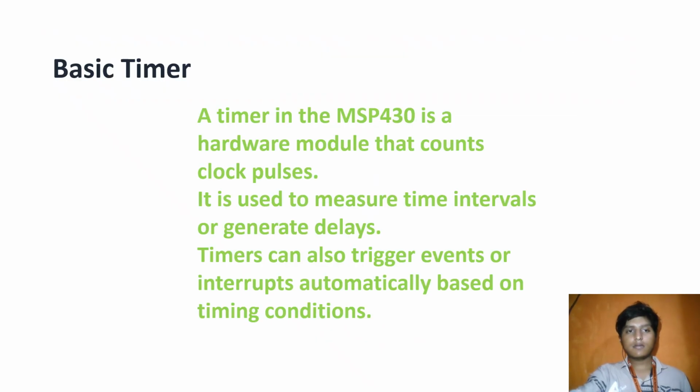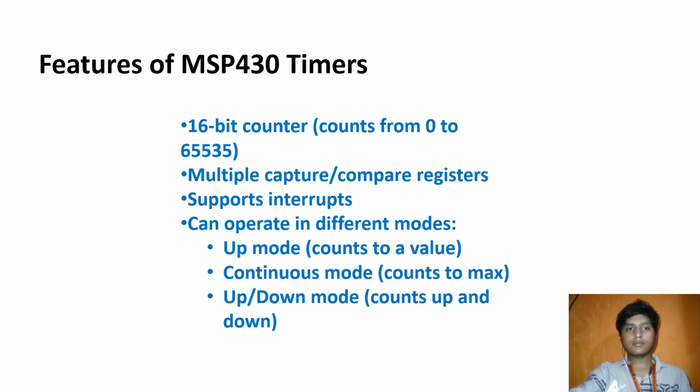And now let us see what is meant by a basic timer in general form. A timer in the MSP 430 is a hardware module that counts clock pulses. It is used to measure time intervals or generate delays. A timer can also trigger events or interrupts automatically based on timing conditions. A basic timer is a clock device. We can give the input to the circuit. In MSP 430, you can count the clock pulses.